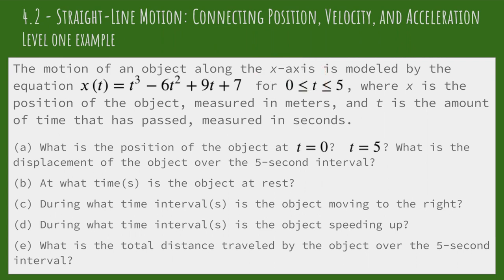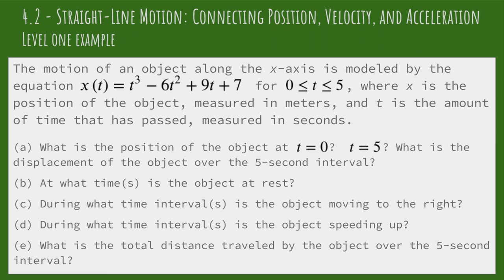The position of that object on the x-axis is modeled by this function for values of t between 0 and 5. The position is measured in meters, so that's going to be our units along the x-axis, and the time is measured in seconds. So this function is just telling us where the object is during that 5-second interval from t equals 0 to t equals 5. We've got 5 questions here that we want to answer.